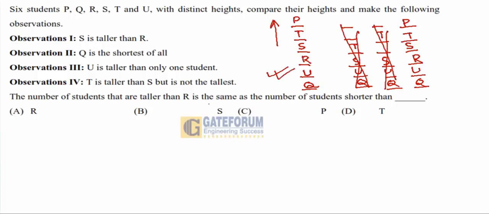The number of students that are taller than R is the same as the number of students shorter than. So you see taller than R there are 3 students. So the number of students shorter than S will also be 3. So I presume S is with B. So I will say B is the correct answer. Okay. I hope this is understood.